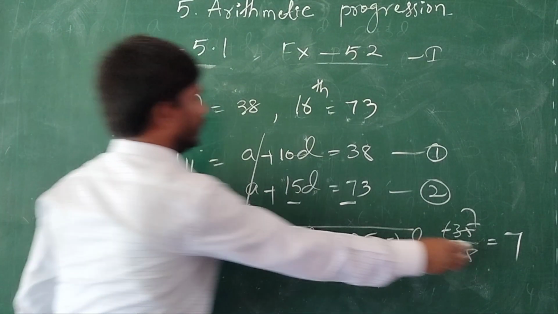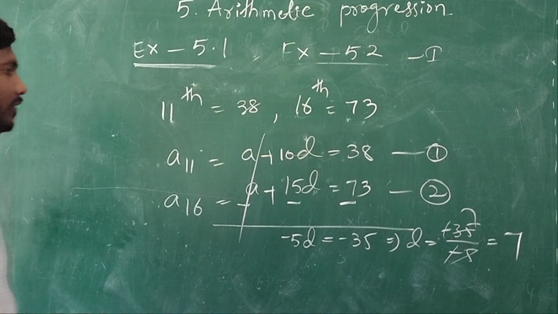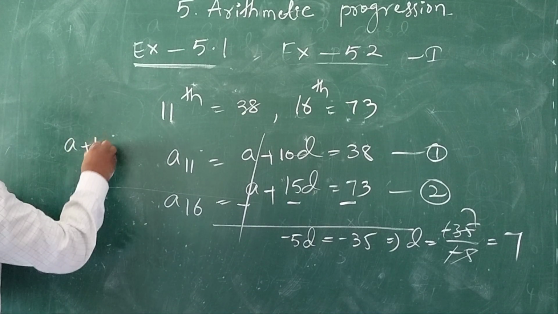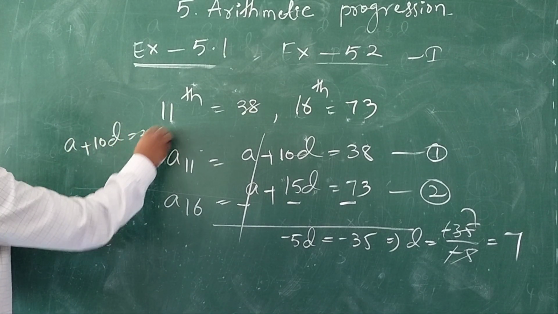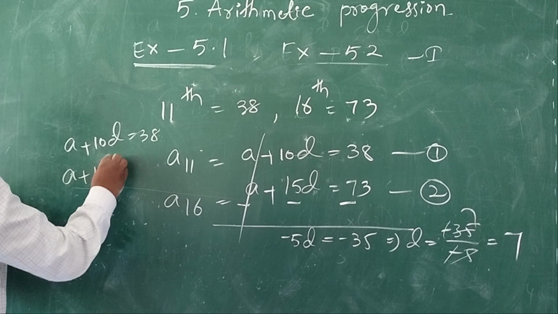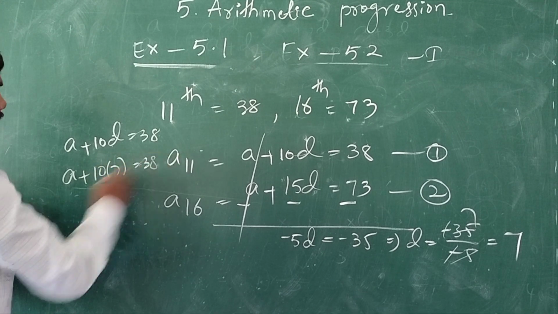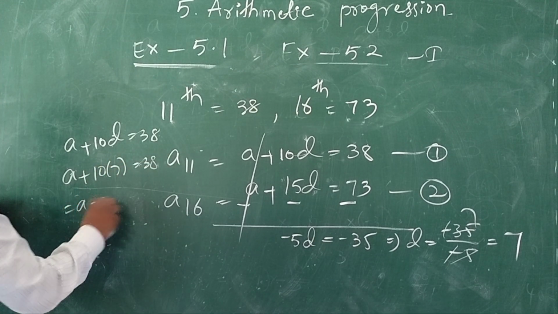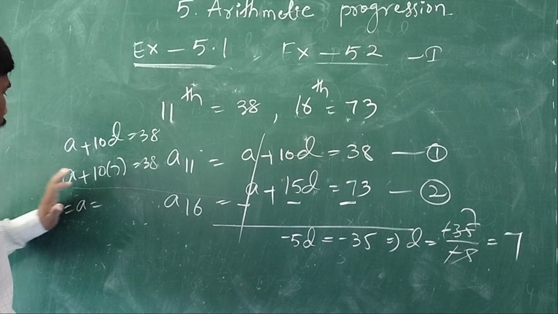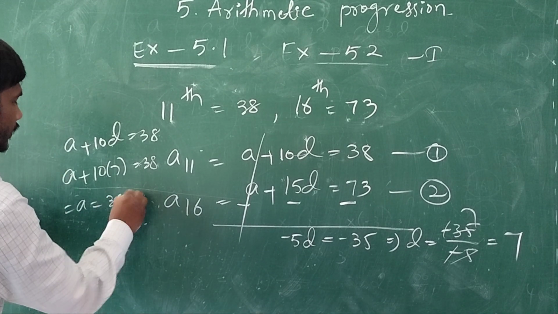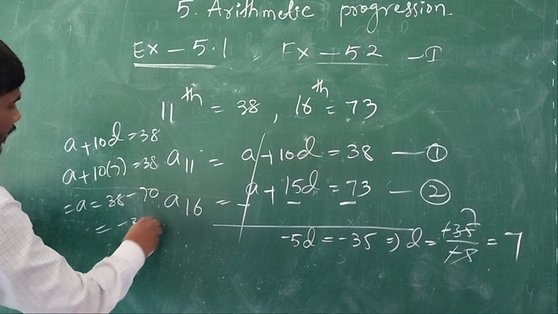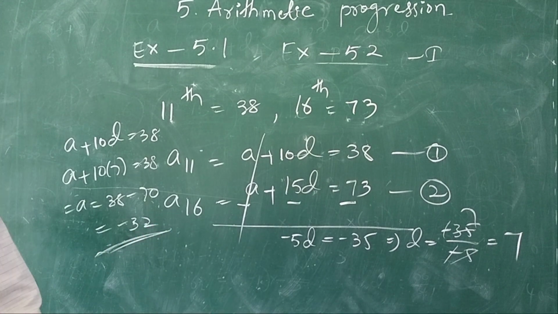Substitute the d value in the first one. a plus 10d is equal to 38. a plus, d value we got 7, so a is equal to 38 minus 70, minus 32. The first term is minus 32.